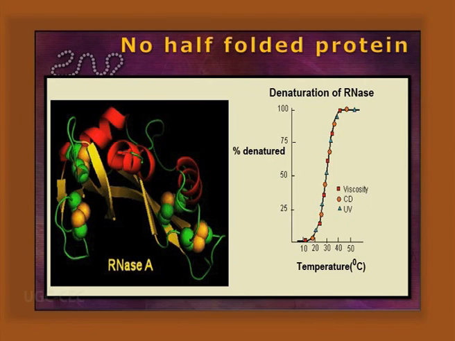Not only does the amino acid sequence carry the message, but there are also different propensities of the amino acid sequence to fold into alpha helix, beta sheets, beta strand or beta turn. And there is no half-folded protein during the course of protein folding. There is an equilibrium between the folded and unfolded structure of the protein.